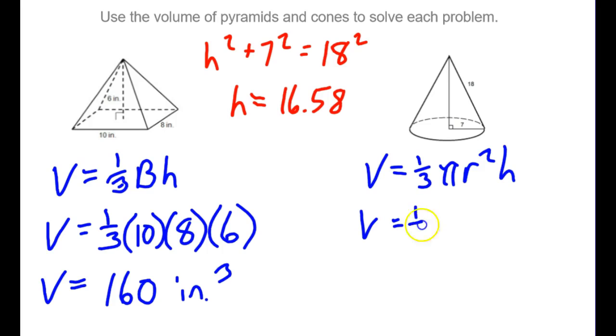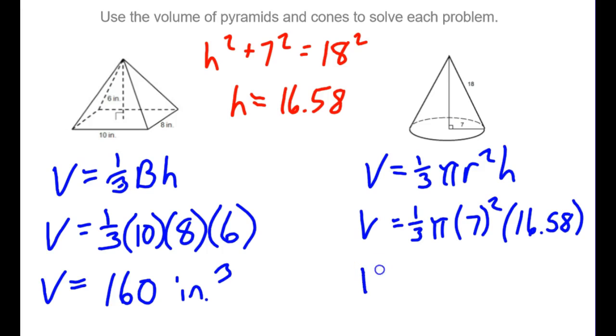So the volume is equal to 1/3 times pi times the radius 7 squared times 16.58. Again, if you type this in on your calculators, you will get approximately 850.76. And we didn't have a label on this one, so again, this would just be units cubed. Going through using the formulas we just talked about for the volume of a pyramid and a cone.